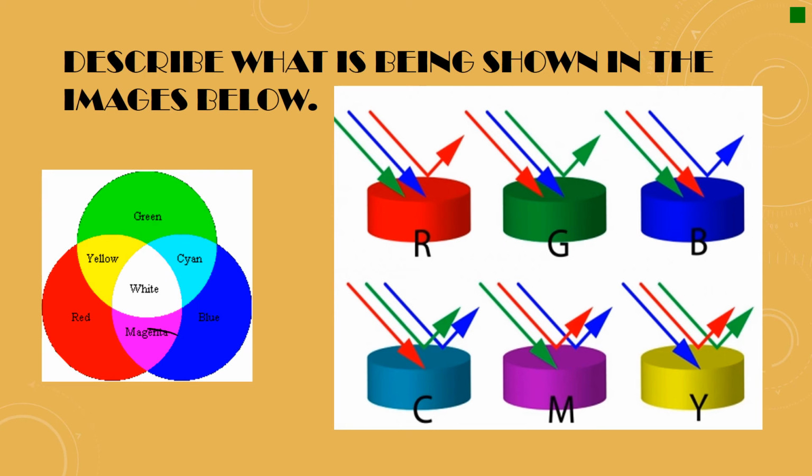If you look at magenta, magenta is made of red and blue, so that is what it is going to reflect. And if you look at yellow, yellow is made of green and red, so it is going to reflect its green and red and absorb all other colors.